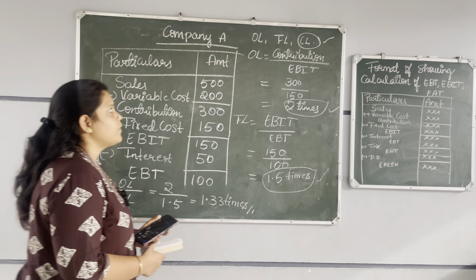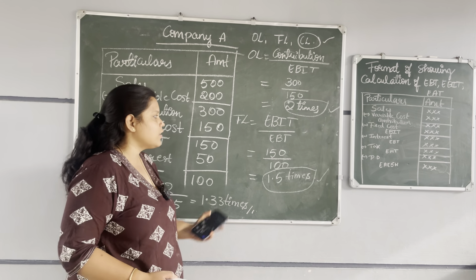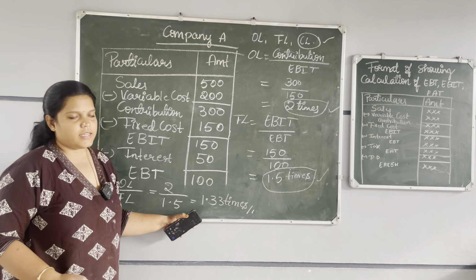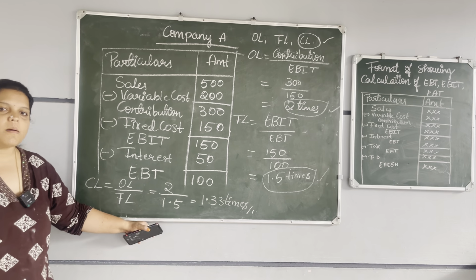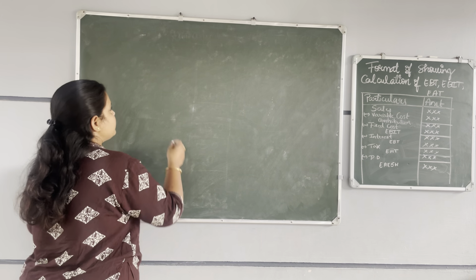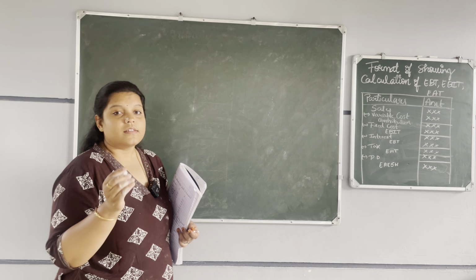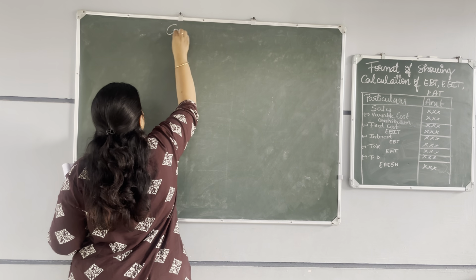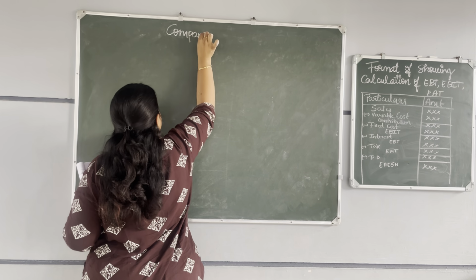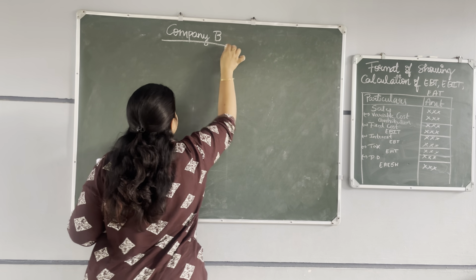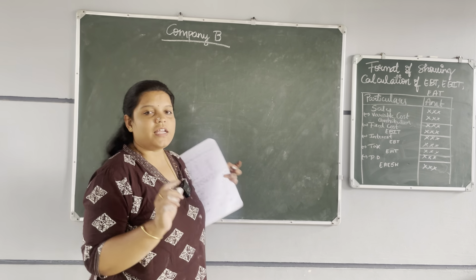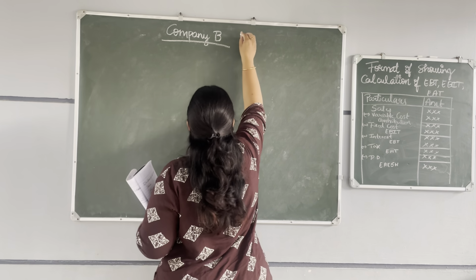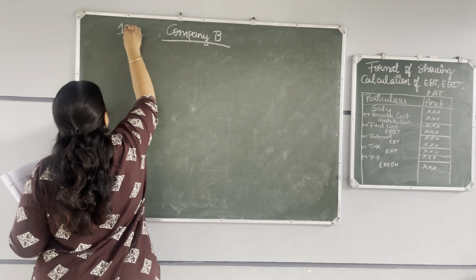We have to do one more calculation for company B like this only. I hope you understood till here. Please make a note or take a screenshot till here. We will go through company B. Now we have to do the calculation of company B. So take it as company B. This is mainly what you have to focus on. This is for a 10 marks problem.